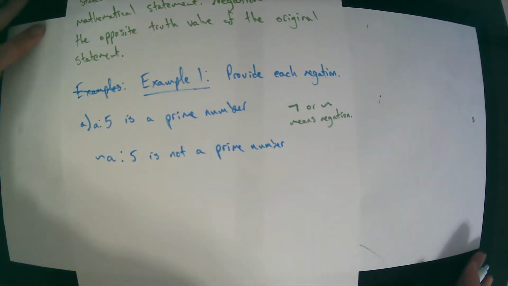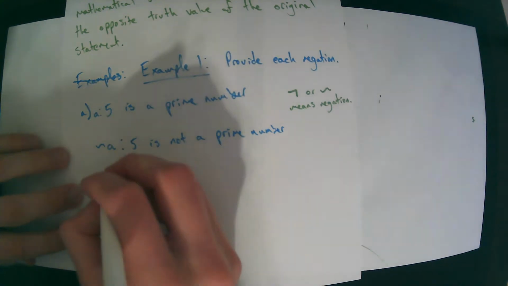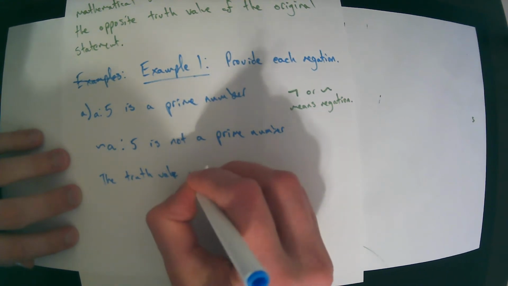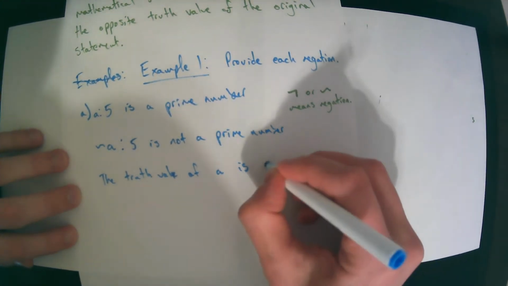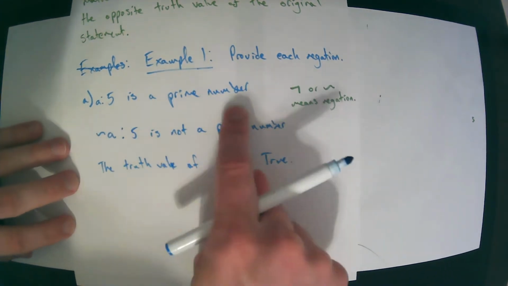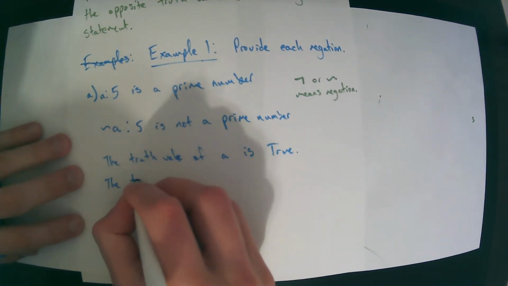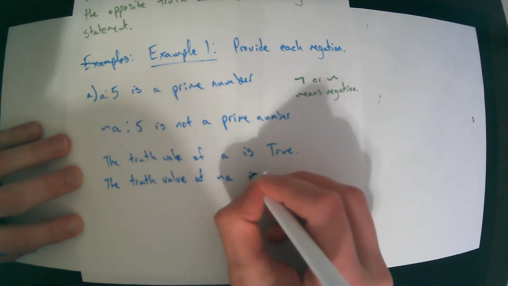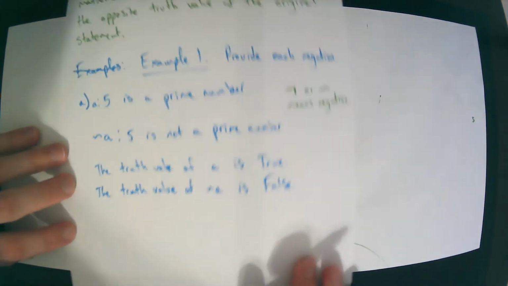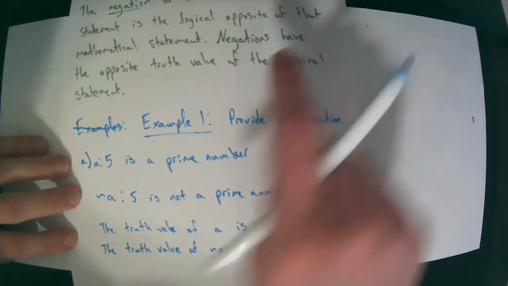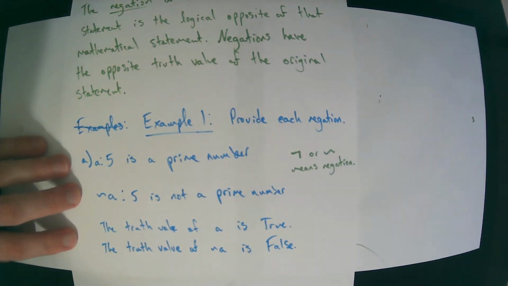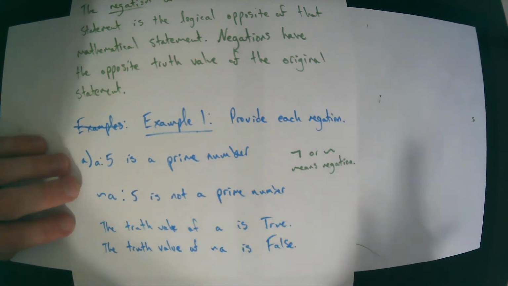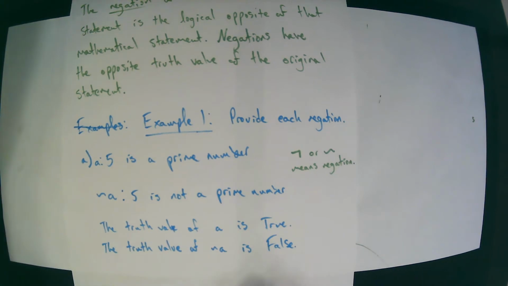Now, let's go a little bit further and say what the truth value of each one is. The truth value of the statement A is true, right? Because 5 is a prime number. The truth value of the negation of A is false, which fits our definition, which says that negations should have the opposite truth value of the original statement. The negation of A is false because it says 5 is not a prime number, but that's false because we know 5 is a prime number. Okay, so simple enough.